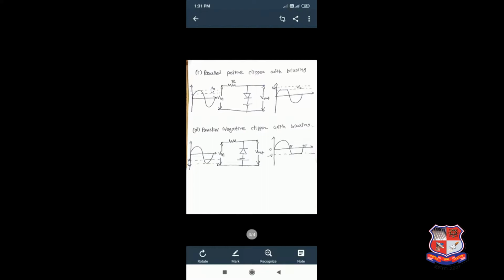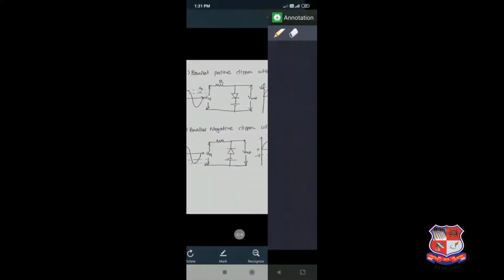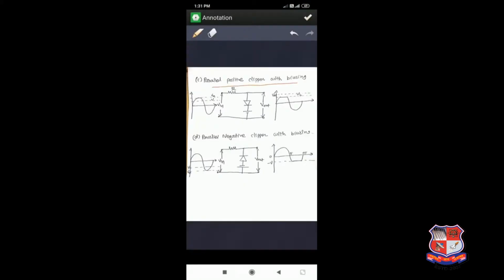Now the third case is the parallel positive clipper with biasing. Here the biasing battery voltage V is connected, plus and minus. During the positive cycle, this terminal is plus, this terminal is minus, so due to the applied voltage, the diode is in forward bias, and due to the battery, whose plus terminal is connected with minus, the diode is in reverse bias.